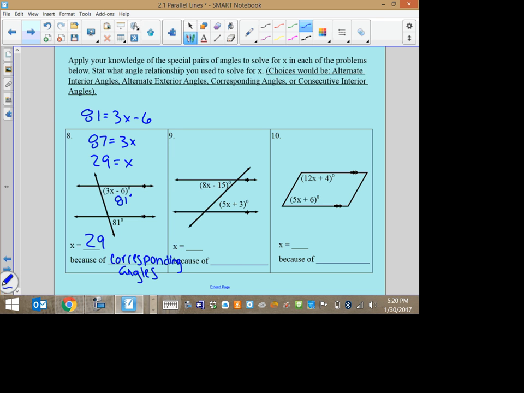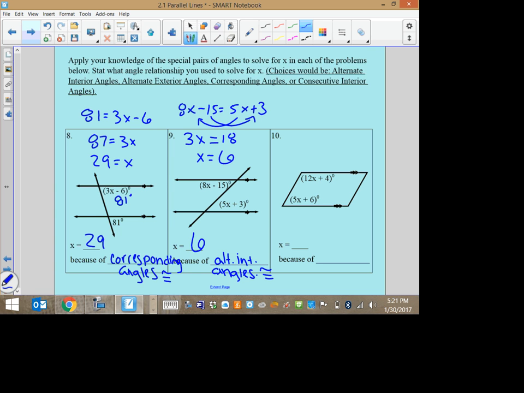Number 9, we have alternate interior angles. And we have that those are congruent. So we know that 8x minus 15 has to equal 5x plus 3. So moving our x's over, we get 3x, and moving my 15 over, I'm going to add to get 18. So I get x equals 6.